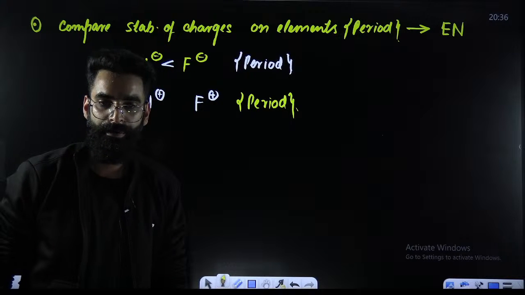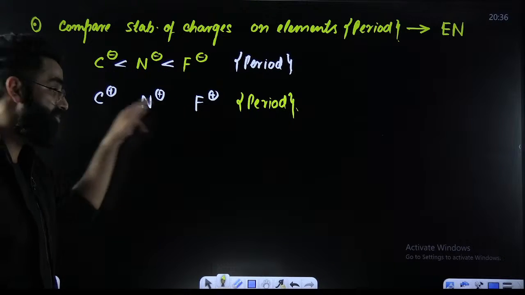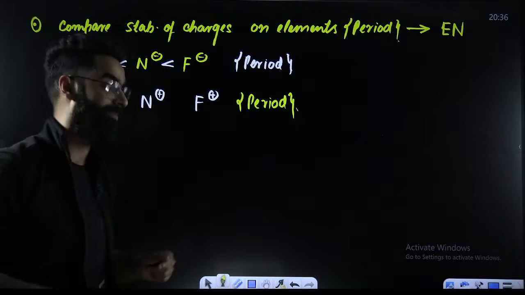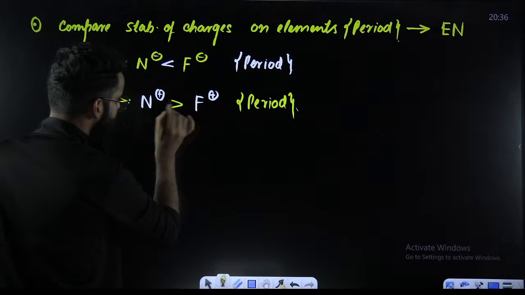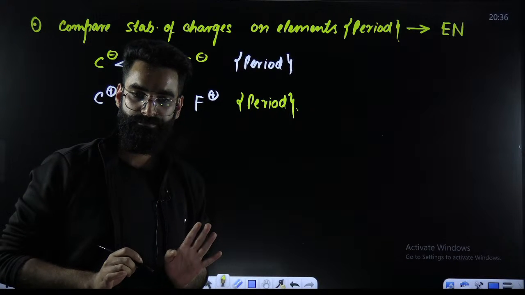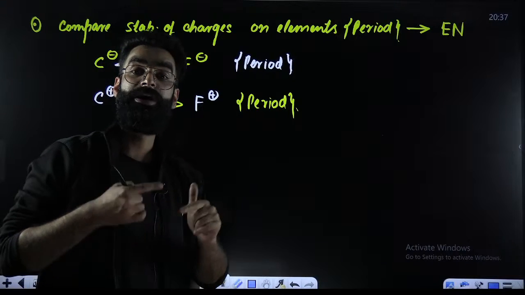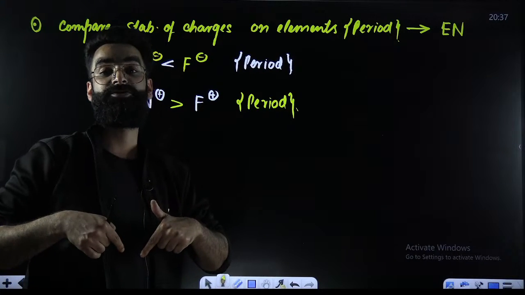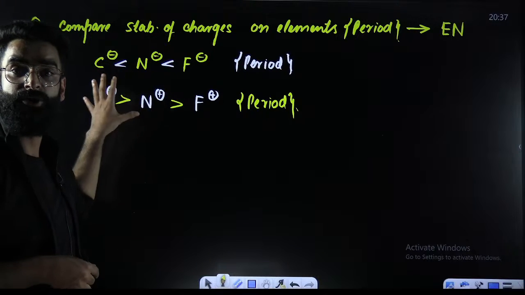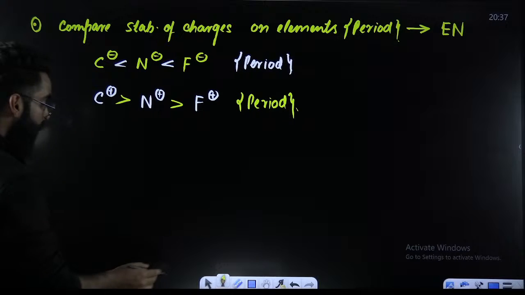So tell me the answer to this question. Where is the positive charge more stable? I have told you already, positive charge is more stable on the less electronegative element. So which is less electronegative? This one. Correct? Negative charge is more stable on the more electronegative element. Positive charge is more stable on the less electronegative element. But remember, you are going to apply this rule to those elements which belong to the same period. Now, people, now comes a very important thing.